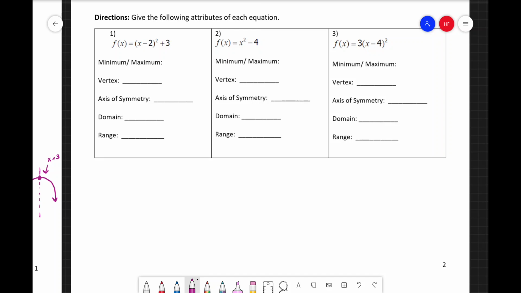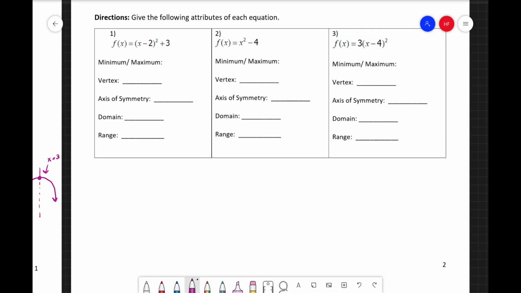We've got 3 equations in vertex form. So we're going to find the maximum and minimum, the vertex, axis of symmetry, and then we're going to talk about domain and range. Give me a second. Alright, it should ring again in a second.